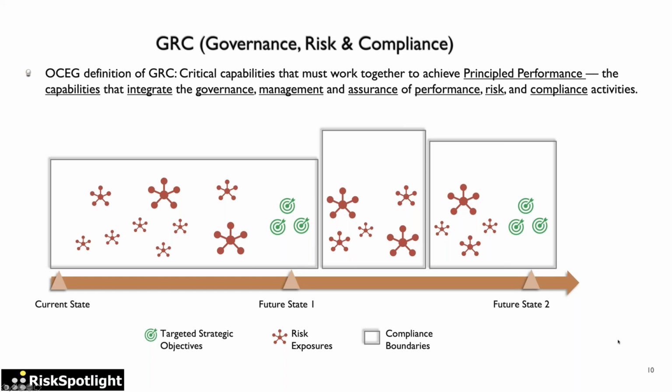So those red starry shapes are all the risks you will have to take between now and the 12 months. And then if you are successful, you'll achieve those business objectives, which are those green dartboards. So those are the 12-month objectives you want to achieve. And then the gray box is the compliance boundary, where you need to stay within a certain compliance environment and do whatever you need to do within those boundaries to achieve those objectives.